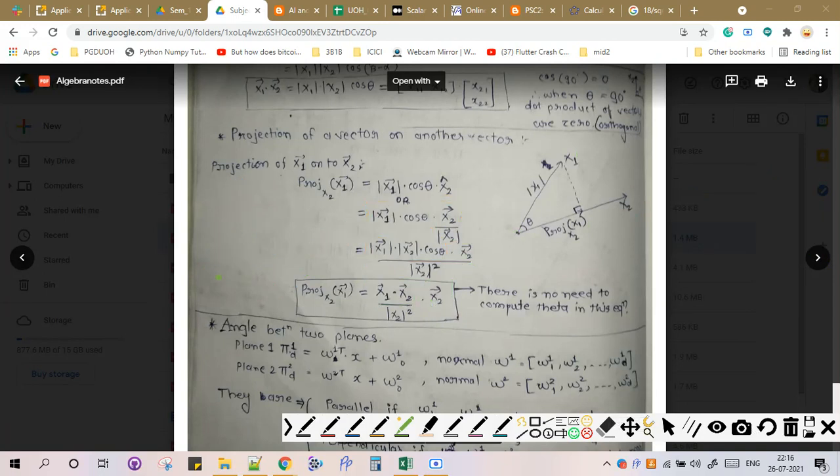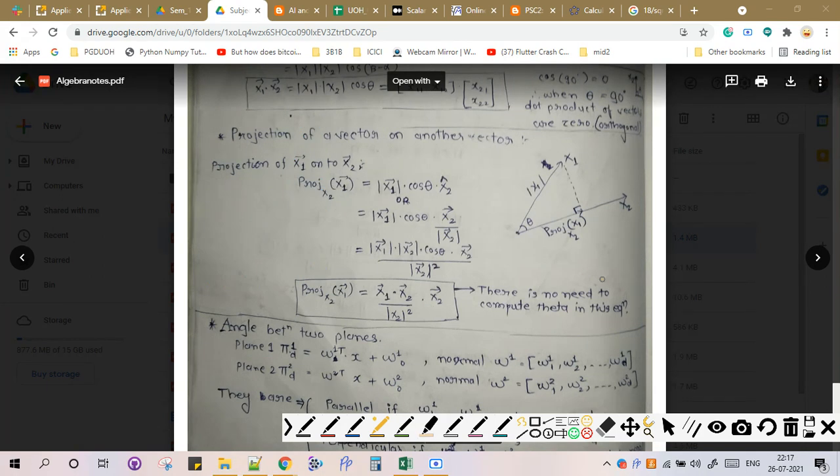See, we can have this one also. We can have x1 here, and this is x2, and we can have x1 also. So this would be the projection. We are multiplying this with the unit vector, so we will get this direction. So it is also possible. There is no hard and fast rule. This is also called a projection. There is no problem with it.